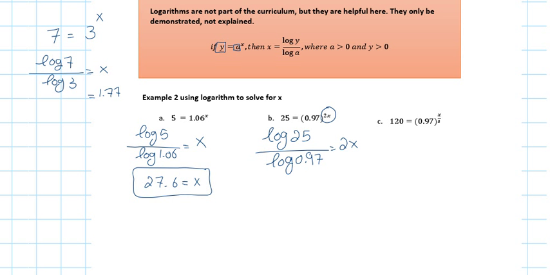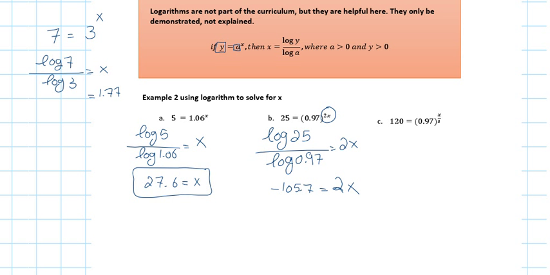So let's find the answer first. Log of 25 divided by log of 0.97. It's going to be minus 0.7. Something that's going to happen every single time you do log, eyes on me. If you're logging something less than 1, your answer is going to be negative. So I have a positive over a negative. My answer is going to be negative.